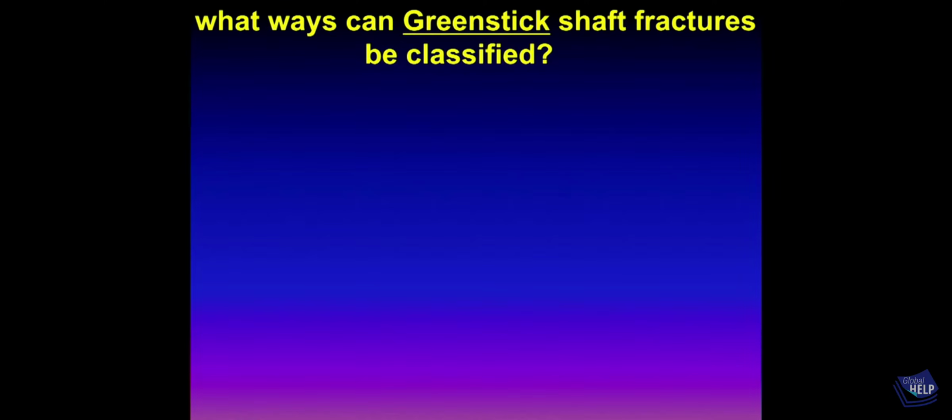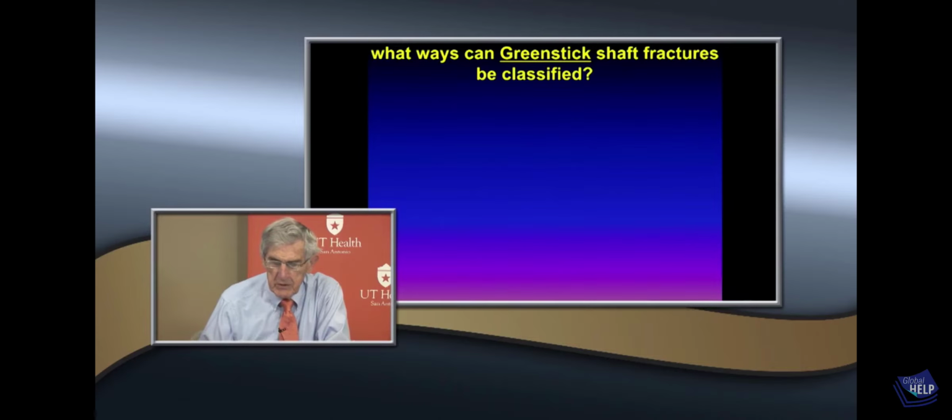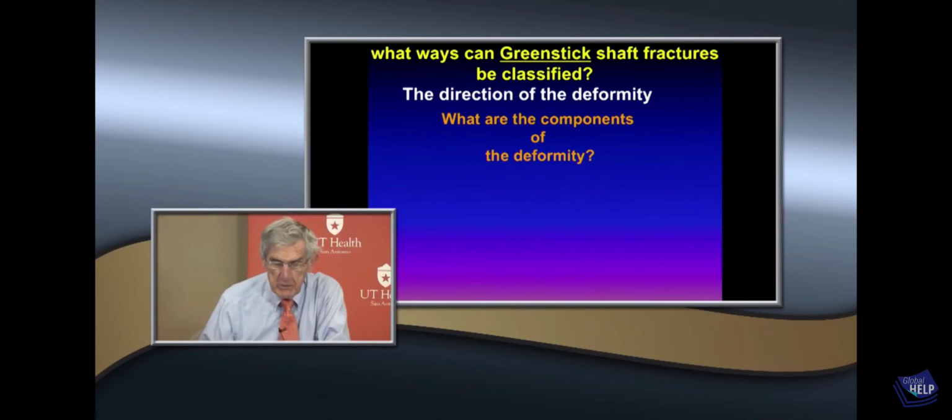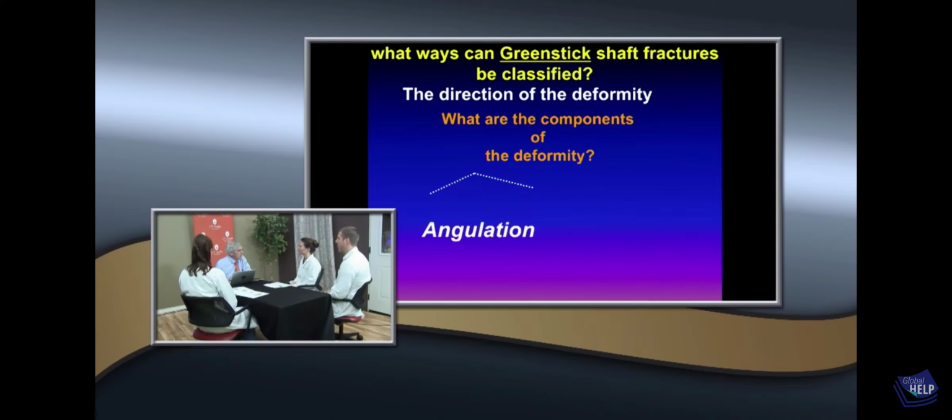Okay, now we like to do classifications, and remember, what are the classifications of green stick shaft fractures? There are two good classifications that you need to be aware of. What are they? Tension and compression? Well, in some respects they all fail in tension. It's the direction of the deformity. So they're components of the direction of the deformity. It's what is the angulation, and the other is what? Rotation. Very good. And it's what kind of rotation that you have.